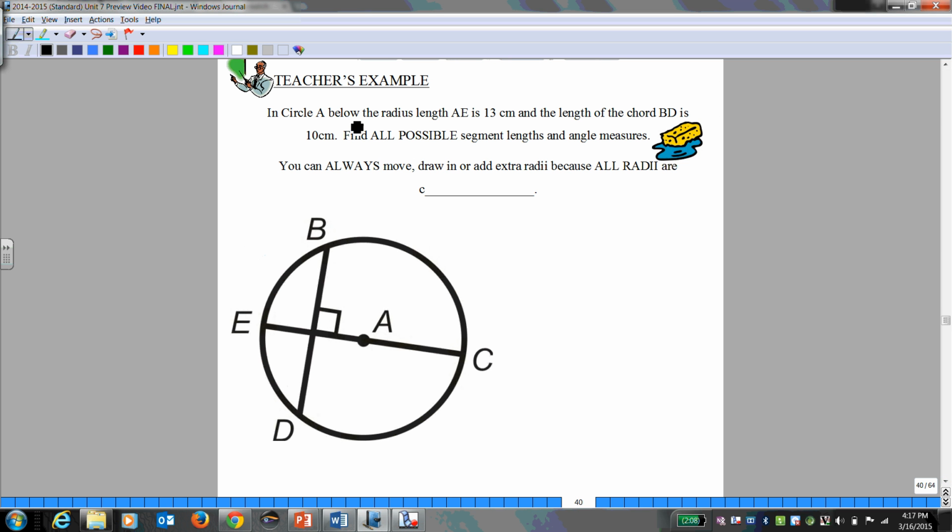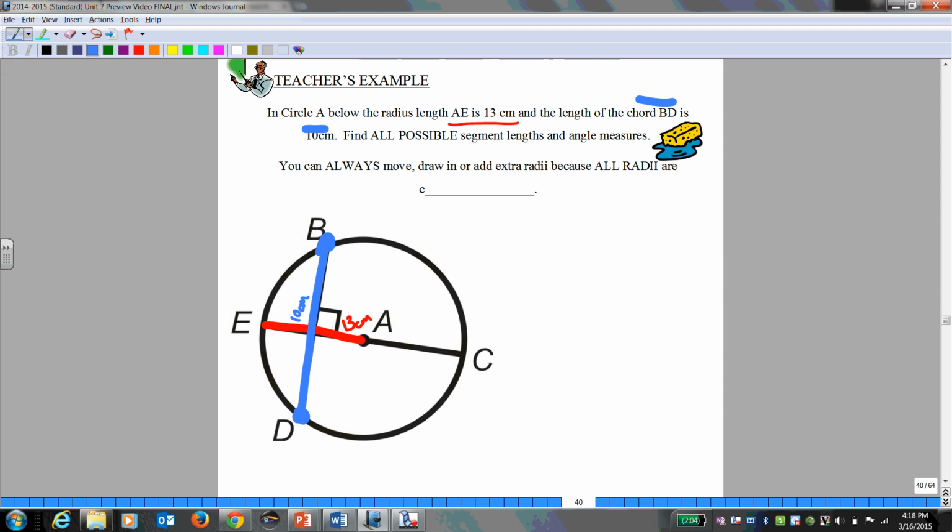It says in circle A below, the radius length is 13 centimeters. Radius length A to E. So trace A to E. That's going to be 13 centimeters. And the length of B to D, the chord, is 10 centimeters. So ready, 10 centimeters. That whole thing is 10 centimeters. It says find all possible segment lengths and angle measures.